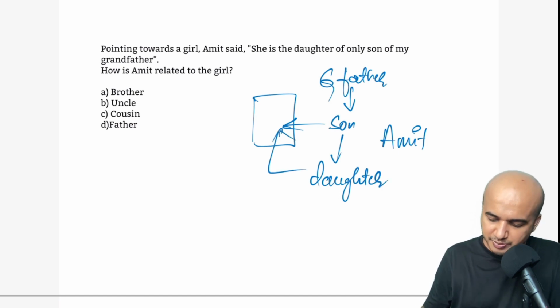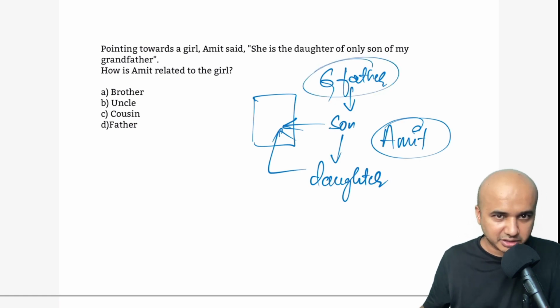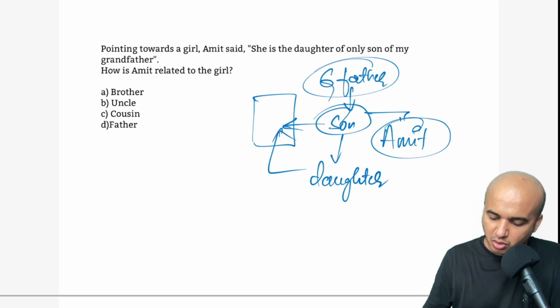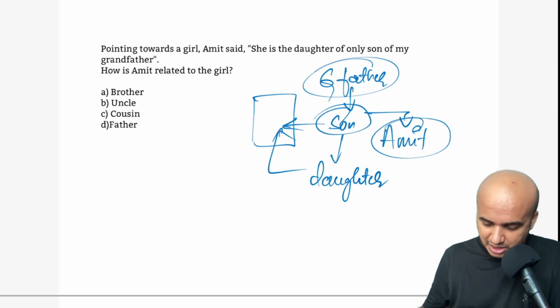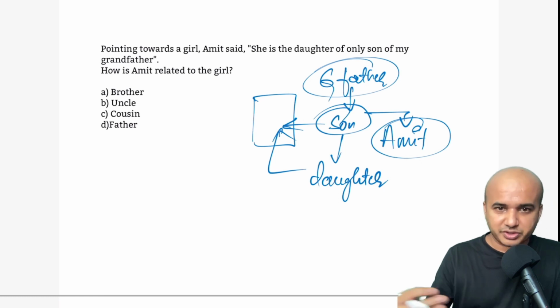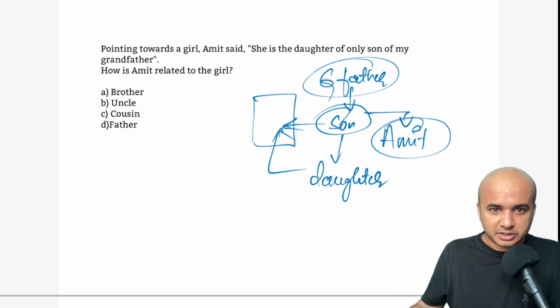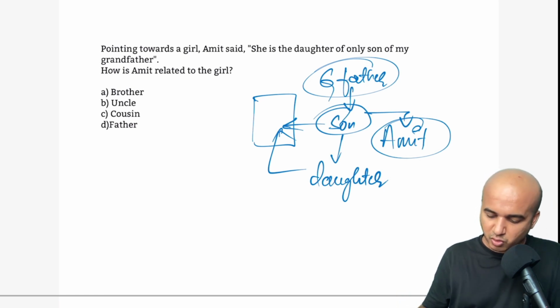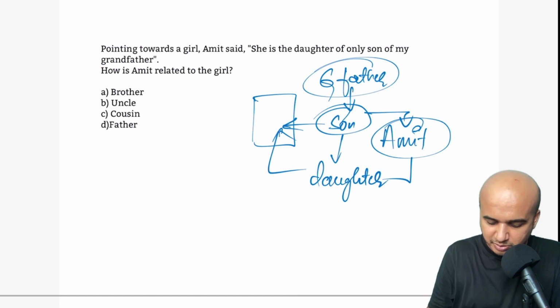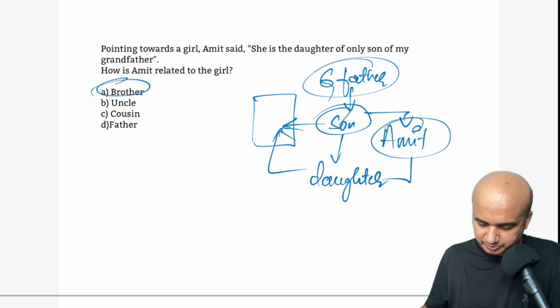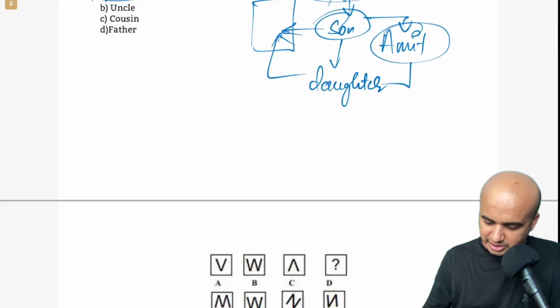Now if Amit has a grandfather who has only one son, obviously Amit is the son of his grandfather's son. I know it sounds confusing, but that is the truth. Amit is the son of his grandfather's son. So that means what is the relationship between Amit and that person in the photograph? Obviously they are siblings. That means how is Amit related to the girl? He is the brother of that girl. I hope that was clear.